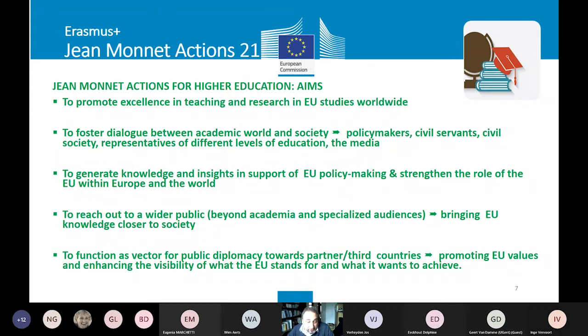And then to function as a vector for public diplomacy towards our partner third countries. So, as I said, also promoting EU values and enhancing the visibility of what the EU stands for and what it wants to achieve.